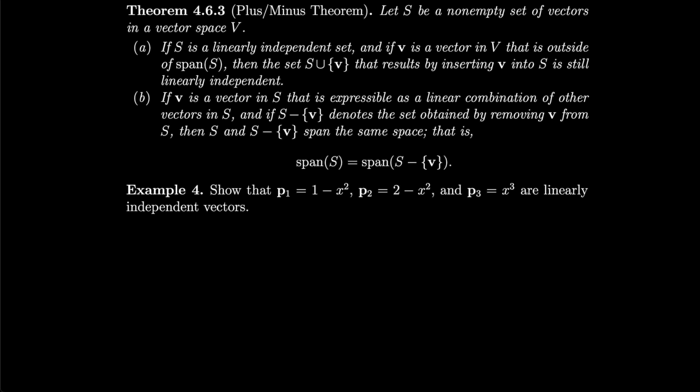Okay, how about we show that these 3 polynomials over here are linearly independent? Well, notice if we take the set S equals p1, p2 of just the first 2, so that's 1 minus x squared and 2 minus x squared. I could multiply this by 2, but then there would have to be a 2 over here, so it should be kind of easy to convince yourselves that these guys are linearly independent. So this is linearly independent.